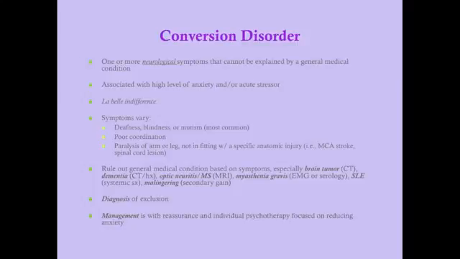Deafness, blindness, or mutism tend to be the most common. I actually also saw a patient with conversion disorder that was completely mute, and that was strange. But he was also not at all concerned about it, and that was a tip-off that this was probably conversion disorder, and indeed it was. We didn't find any other features that were consistent with a neurological condition. Other symptoms are poor coordination and paralysis of an arm or a leg not fitting with a specific anatomic injury.